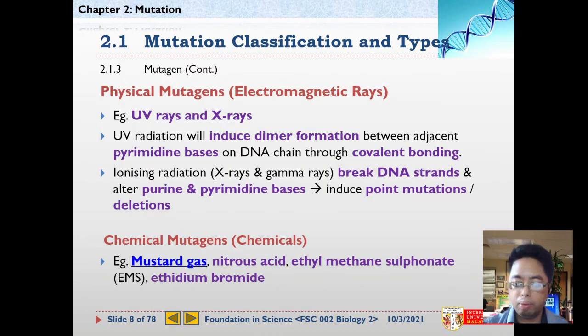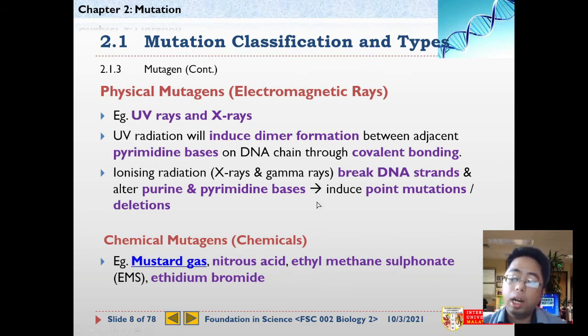UV rays will induce dimer formation with the adjacent pyrimidine bases on DNA through covalent bonding. What does it mean? For the DNA, the bases attach to the other side: A, T, C, G. But what if the bases bind with their neighbor? Instead of A, T, C, G, it will be like A, C, T, G. So the ladder will be bent.